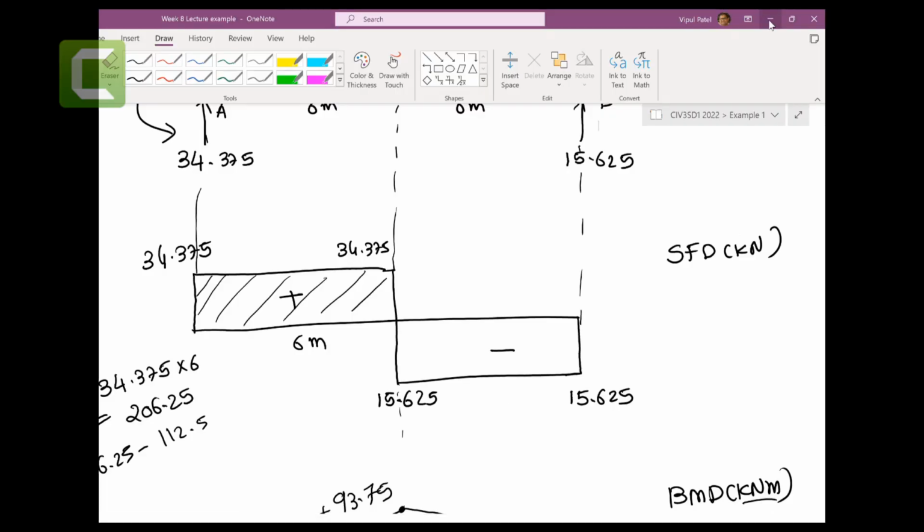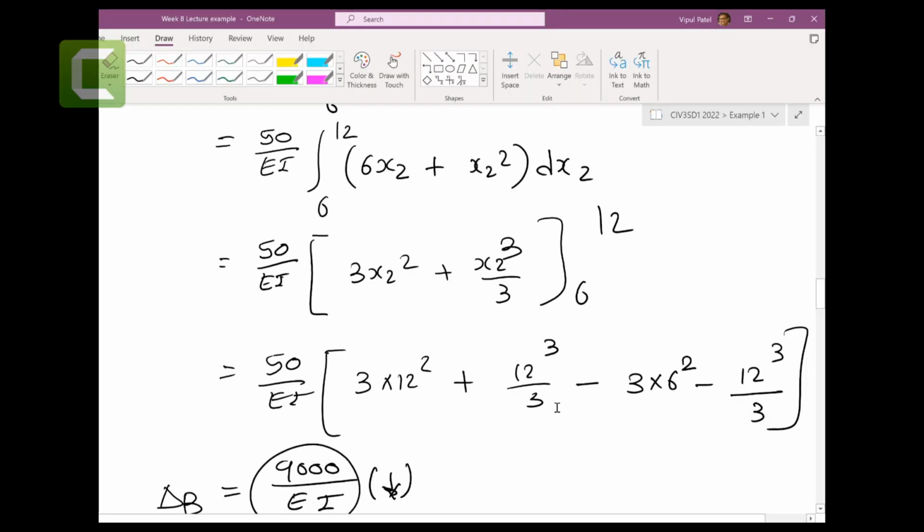I hope you understand that. Last one should be 6 cubed. Okay, so let's do that. 3 times 12 squared plus 12 cubed divided by 3 minus 3 times 6 squared minus 6 cubed over 3. You got 828 times 50.